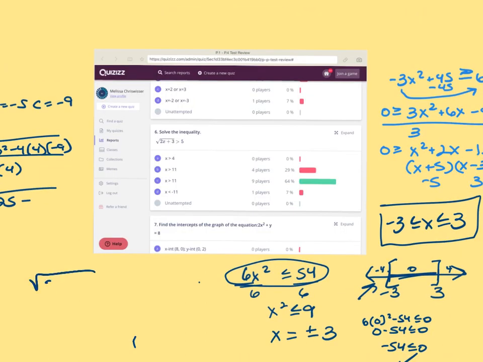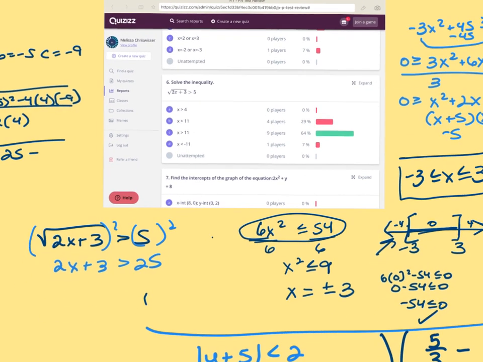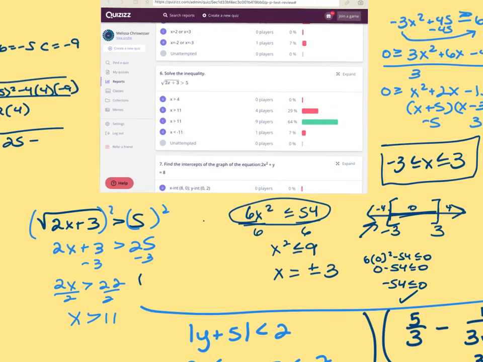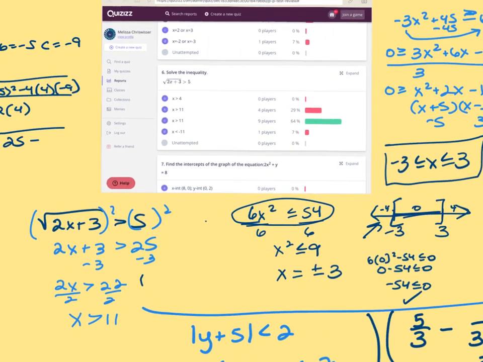So it was the square root of 2x plus 3 greater than 5. I want to square both sides of this equation. So I get 2x plus 3 is greater than 25, and then just solve it. Subtract the 3. 2x is greater than 22. Divide by 2, and x is greater than 11. And again, that'd be one that you would graph.